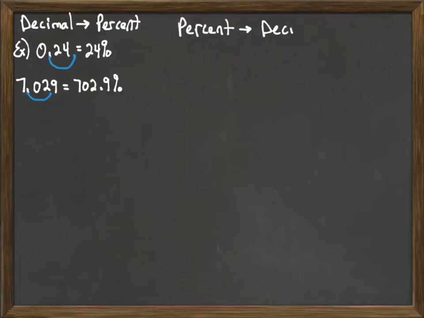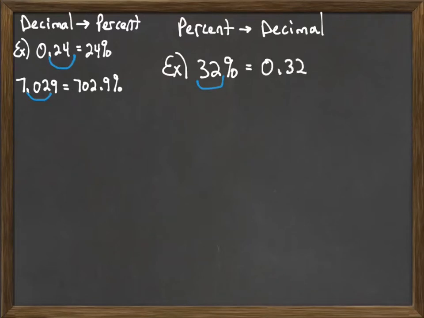When we go the other way, and we're going from a percent back over to a decimal, we just need to remember to move it 2 places to make it smaller. So if we have a percentage like 32%, we just move the decimal point 2 places to make it smaller. So that's going to cause us to go to the left. And then we can just write out our decimal, 0.32.